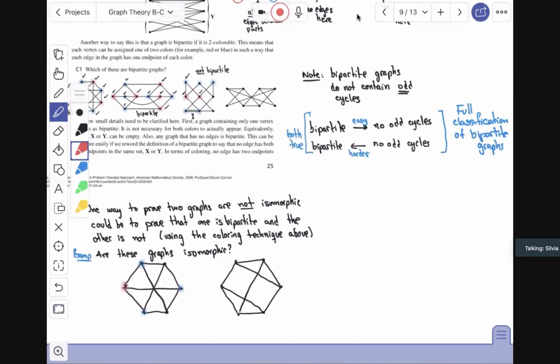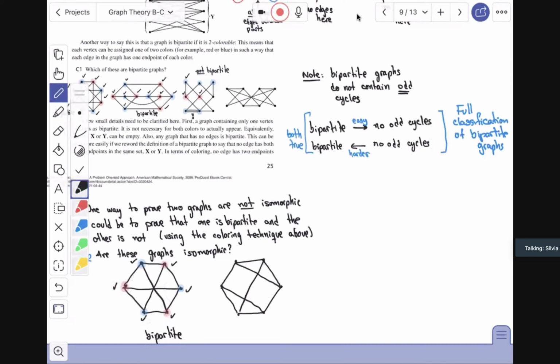And then every neighbor of that needs to be red. We did it before, and then you can check that everything works out. This red is joined to the 3 blue ones, this red is joined to the 3 blue ones, this red is joined to the 3. We checked that before. So this one is bipartite.